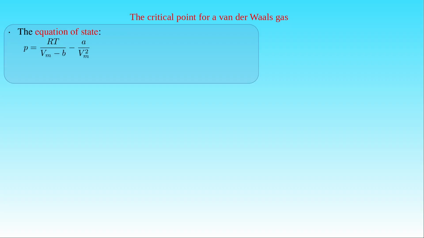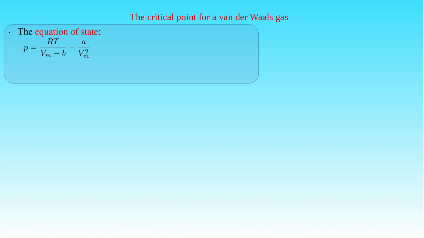Because the aforementioned critical constants are the state variables of a gas at its critical point, we will examine this special state for van der Waals gases. In the equation of state of a van der Waals gas, the pressure P of the gas is expressed by the gas constant R times the absolute temperature T of the gas over the difference between the molar volume Vm of the gas and its volume correction constant B, minus the pressure correction constant A of the gas over the square of its molar volume Vm.